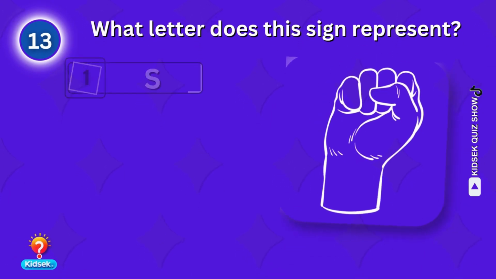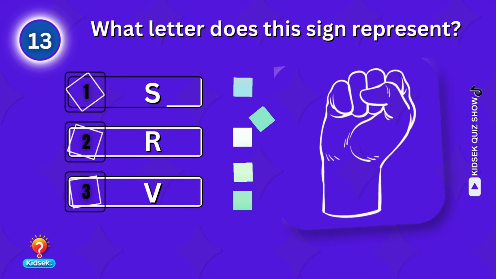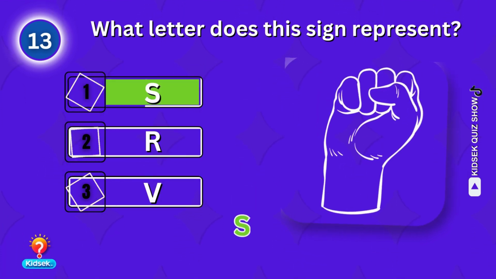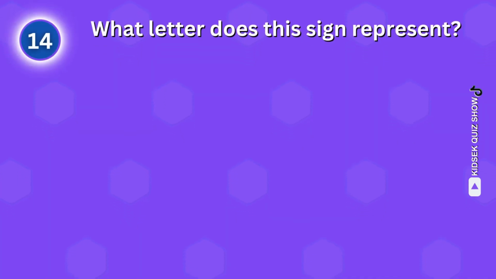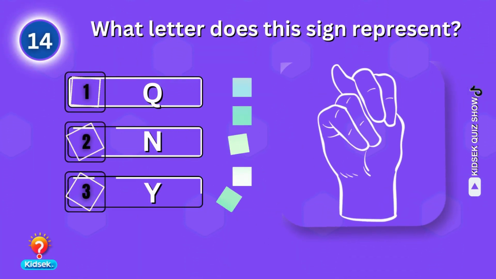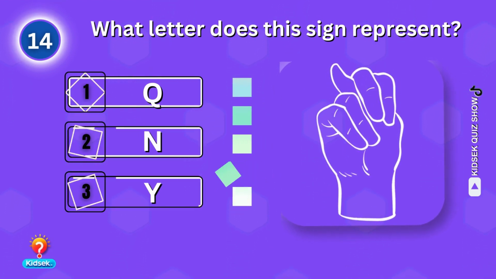What letter does this sign represent? S or a V? It's S. Make sure your thumb is in front, not on the side. What letter does this sign stand for? Q, N or Y? And the answer is N.